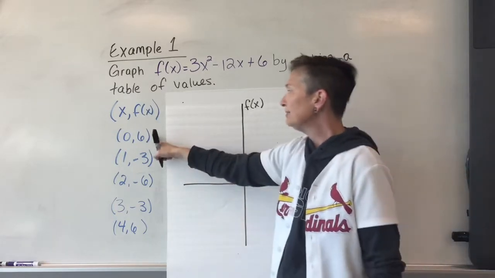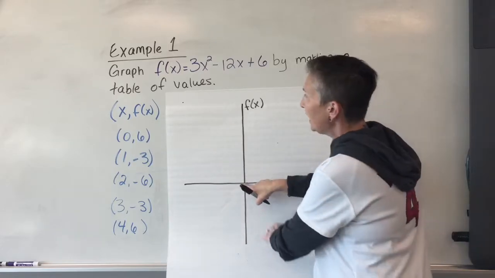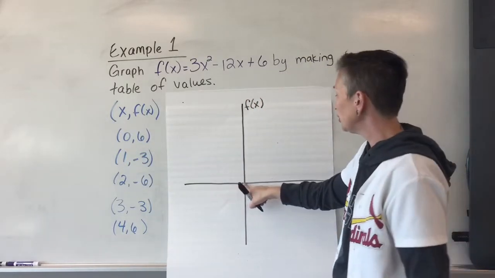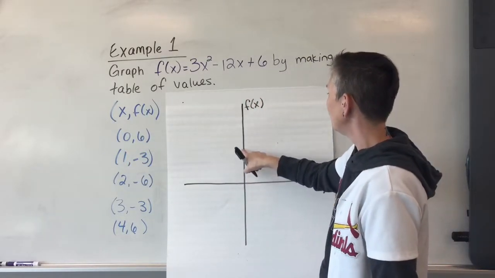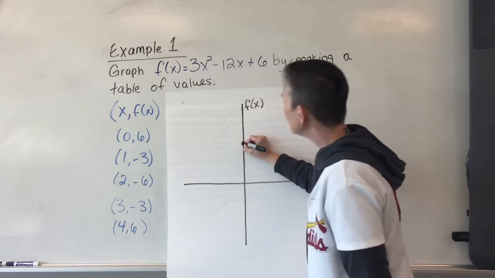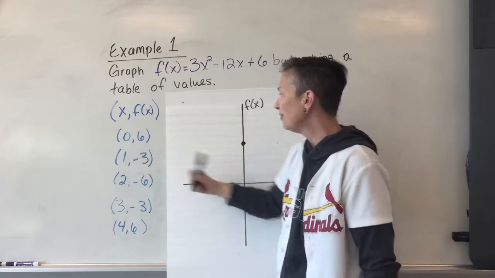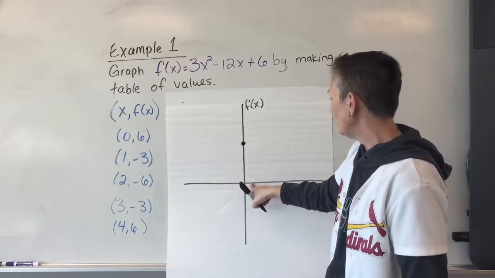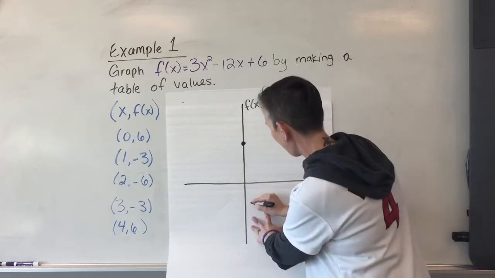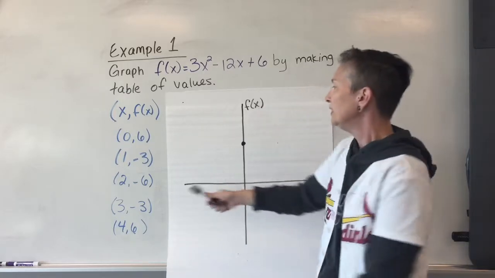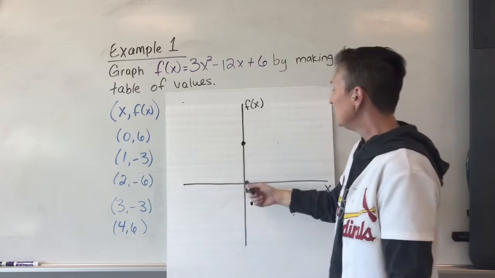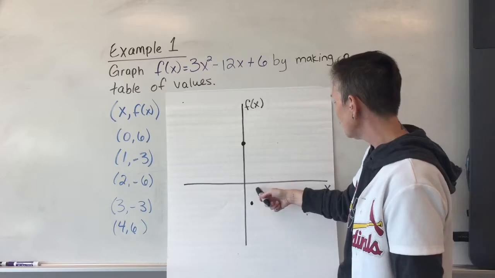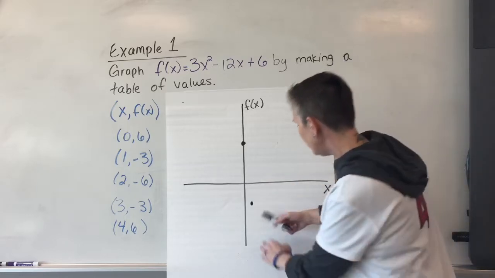So 0, 6. I'm going to start at the origin, and I don't go left or right because there's no x value, so I'm just going to go up 6, 1, 2, 3, 4, 5, 6, and put a point. Next coordinate, 1, negative 3, so back to the origin. I move to the right 1 and down 3. 1, 2, 3. Put a point. 2, negative 6. Back to the origin. I'm going to go right 2 and down 6. So 1, 2, then 1, 2, 3, 4, 5, 6.